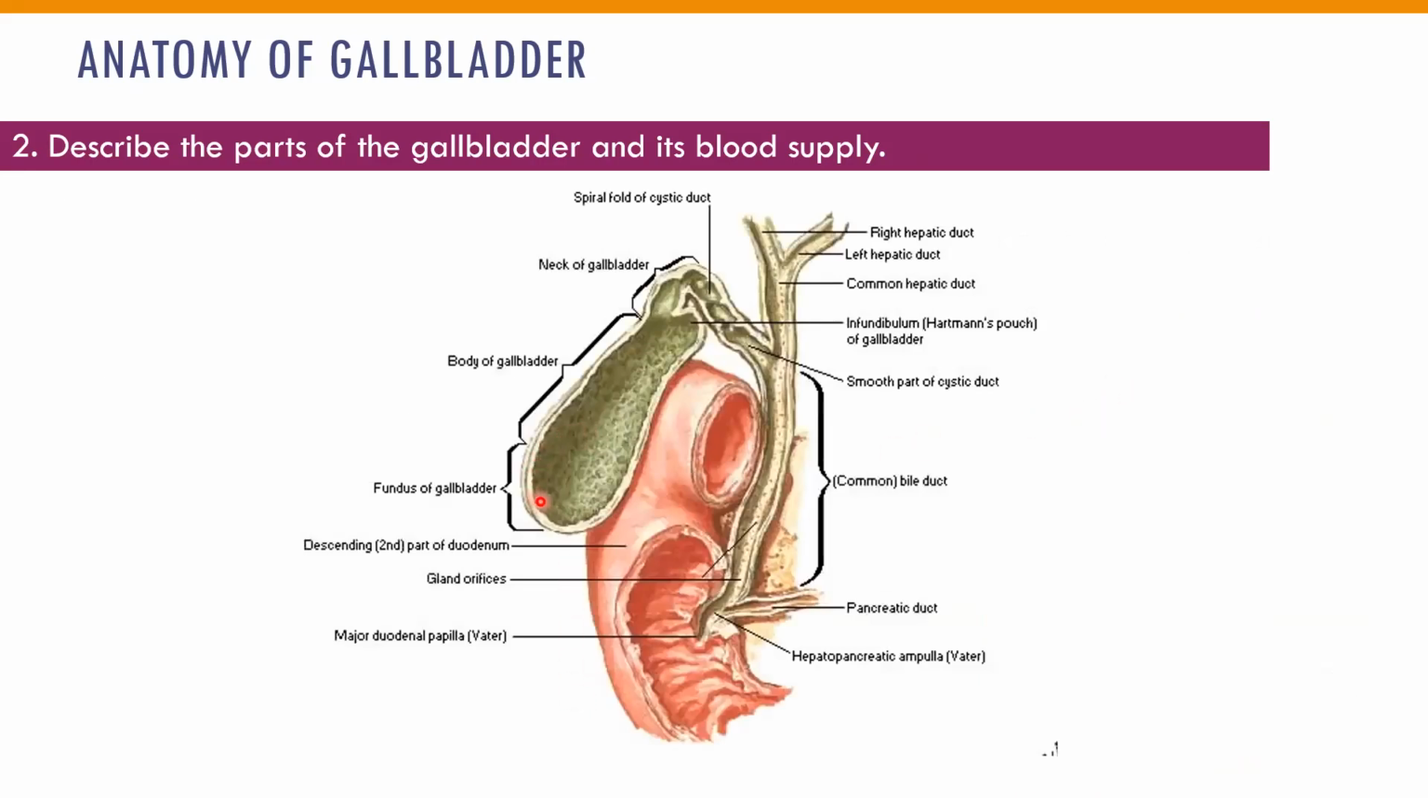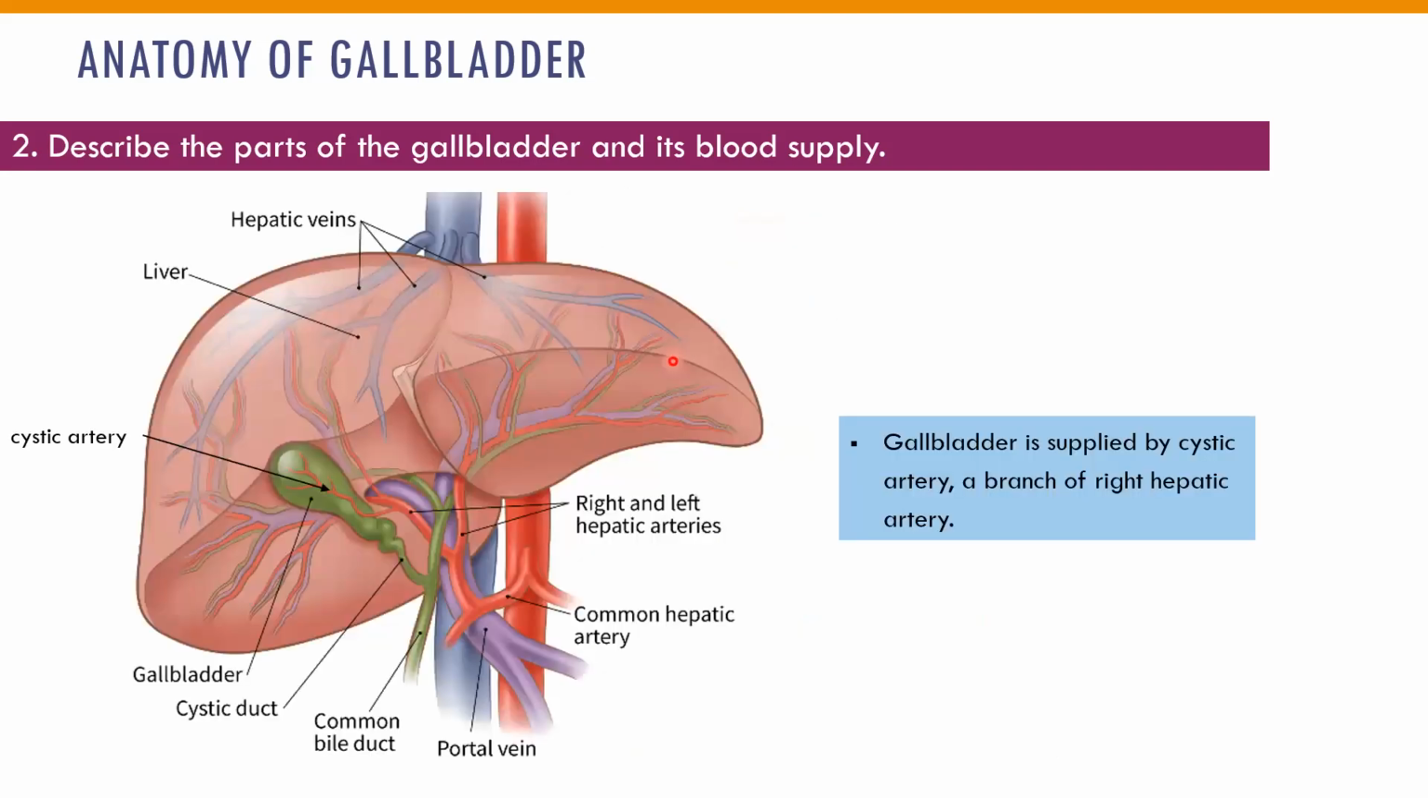Okay, the fundus, the body, the neck, the infundibulum or Hartmann pouch, and this is the cystic duct. The gallbladder is supplied by the cystic artery. Okay, the cystic artery is a branch of the right hepatic artery.